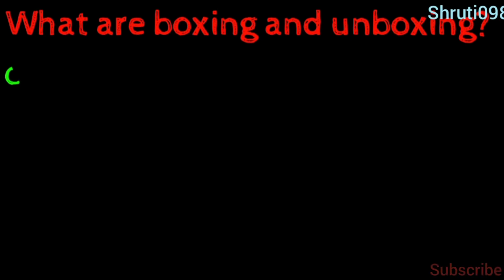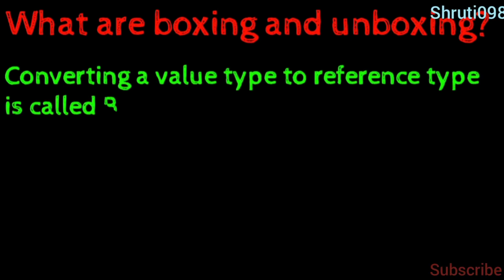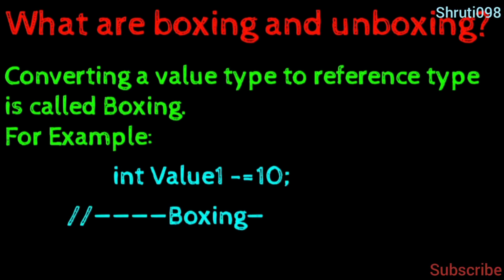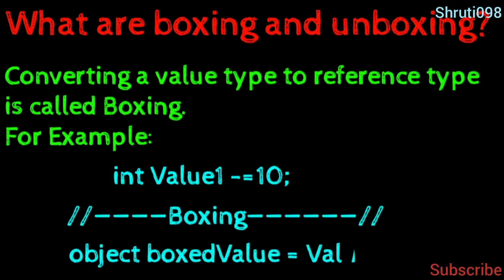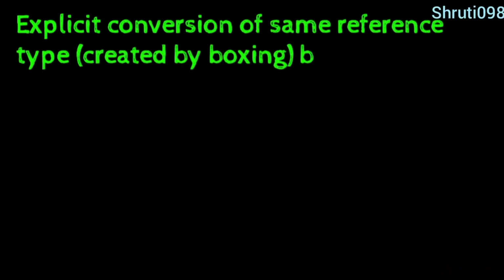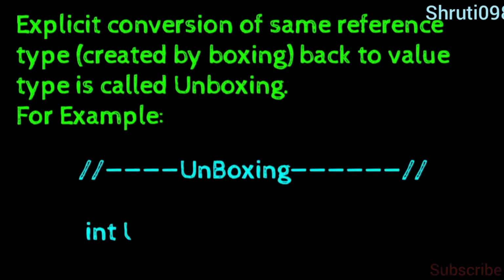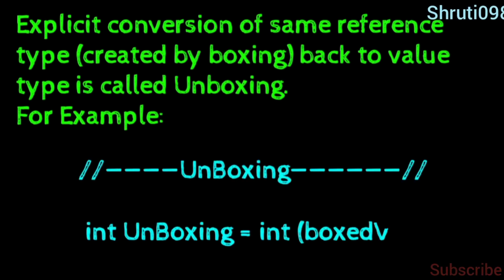Question: what are boxing and unboxing? Answer: converting a value type to a reference type is called boxing. For example, int value1 = 10; boxing: object boxedValue = value1. Explicit conversion of the same reference type, created by boxing, back to the value type is called unboxing. For example, unboxing: int unboxing = (int)boxedValue.